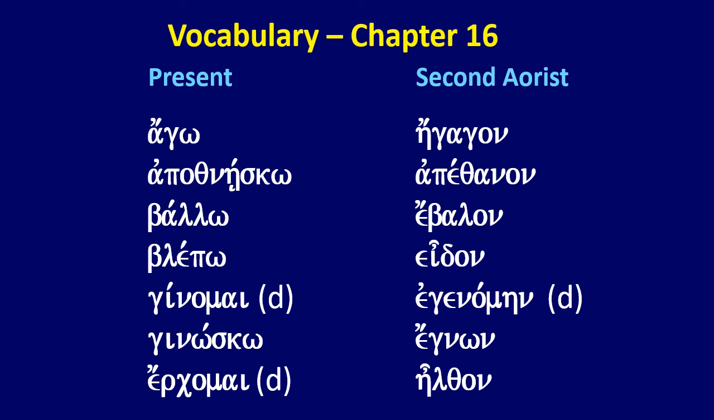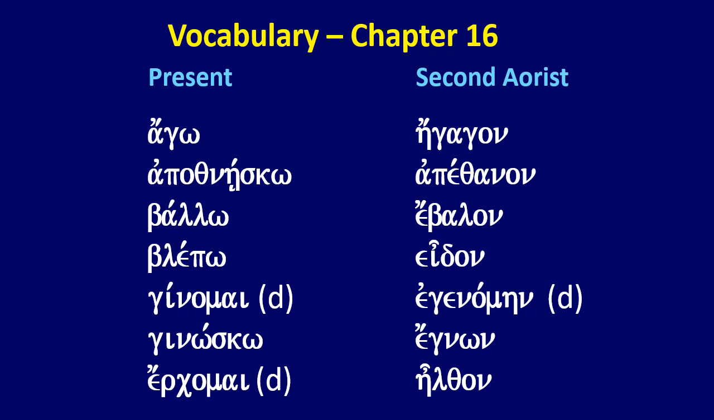Next on the list you have ginomai, which means I become, and it's deponent. You'll notice the middle and passive voice endings. However, it's functionally active voice in the present tense. And here it also happens to be deponent for the second aorist spelling, egenomen. And what's interesting to note with ginomai and egenomen is that both are deponent in the aorist form, second aorist, as well as the present. That's not always going to be the case.